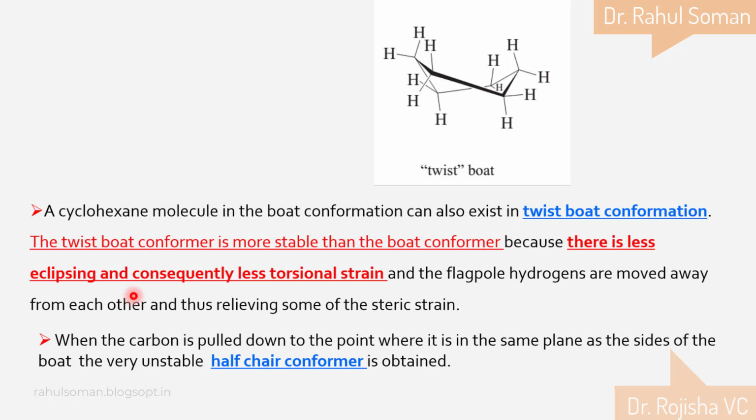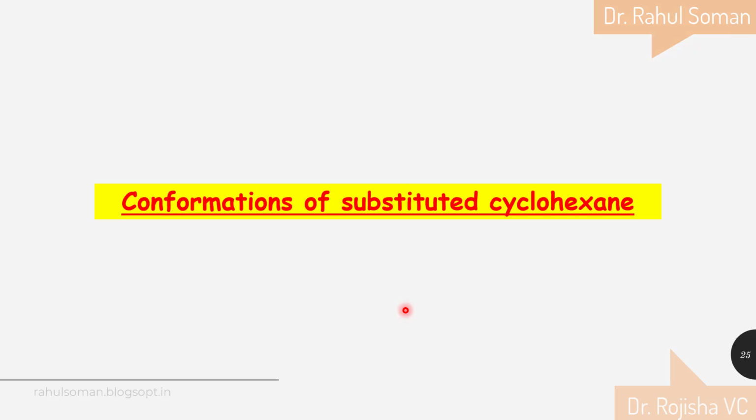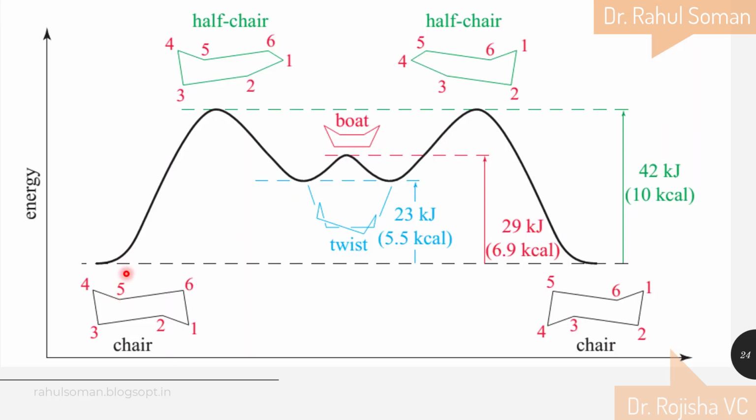So ultimately, what will happen? We will get less torsional strain and reduced steric strain. This twisted boat form will be energetically more favorable. In the case of the half chair conformation, which is the least stable conformation, there are 3 eclipsing views, and beyond everything the strain is more in the half chair. As we told, the energy is very low for the chair conformation. Whenever it goes to the half chair, there are 3 eclipsings, so it has more energy.